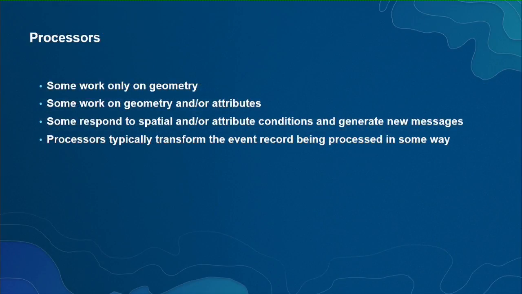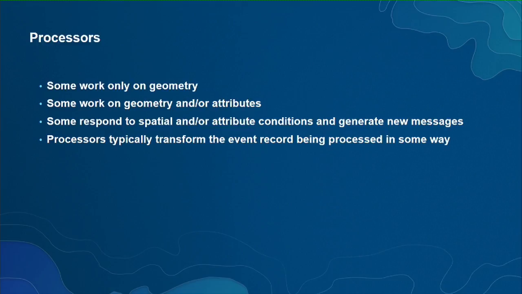Just a couple final words on processors. It's important to remember that some of them work only on the geometry of a message, and these might act to project it into a different coordinate system, or they might buffer it, or otherwise affect the geometry, and change it from a point to a polygon, because we support points, lines, and polygons in GeoEvents. Some of these processors can work on both geometry and/or attributes.